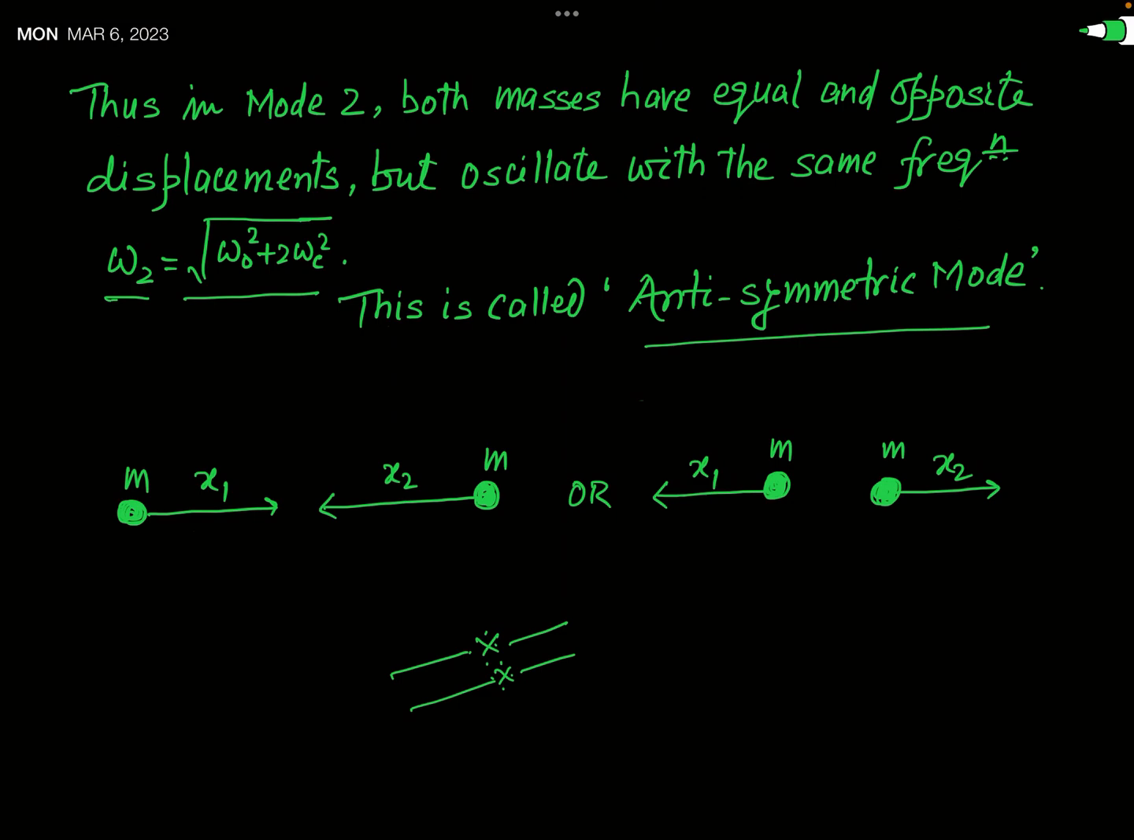And I have shown this fact in this figure. You can see here that when the first mass suffers displacement in the rightward direction, the second mass suffers an equal displacement, equal in magnitude, in the leftward direction. Okay. So x1 and x2 both are in opposite directions. Or when the first mass suffers displacement in the leftward direction, then this second mass suffers displacement in the rightward direction. Okay. So this is antisymmetric mode.